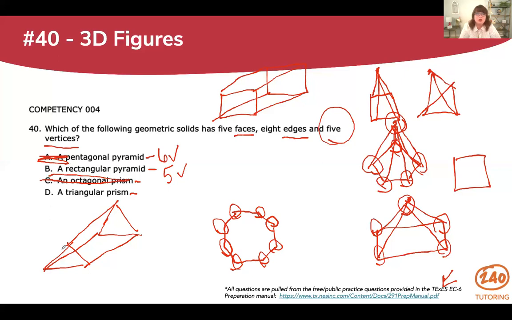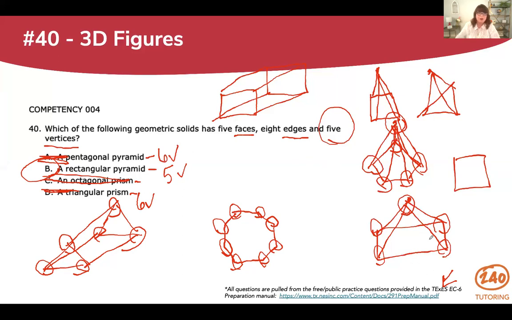And then I'm going to go to triangular prism. I've already drawn one of those. I'm going to count the vertices. 1, 2, 3, 4, 5, 6. 6 vertices. So I can rule out this one. So just based on the number of vertices, I can answer this question. The answer is B. If I want to check myself, I can go back and count the edges and the faces to be sure.